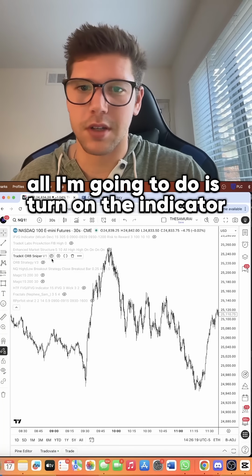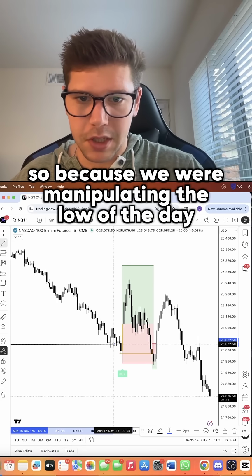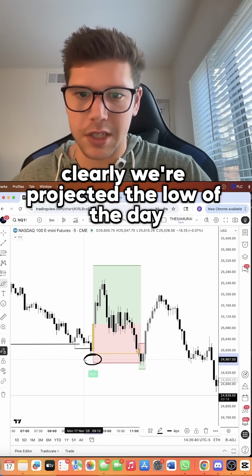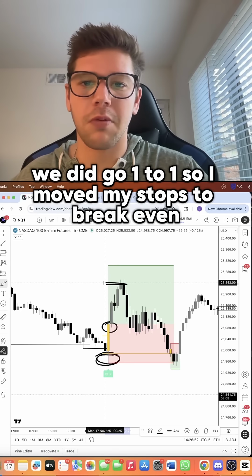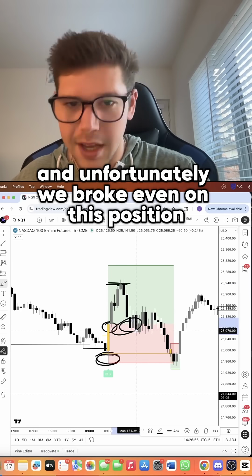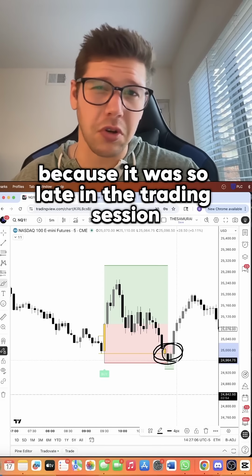All I'm going to do is turn on the indicator because it's an opening range. Go to the 5-minute. So because we were manipulating the low of the day like so, clearly wick rejected the low of the day and closed above here. This was a gorgeous position. We did go 1 to 1, so I moved my stops to break even, and unfortunately we broke even on this position. I didn't even try for the shorts because it was so late in the trading session.